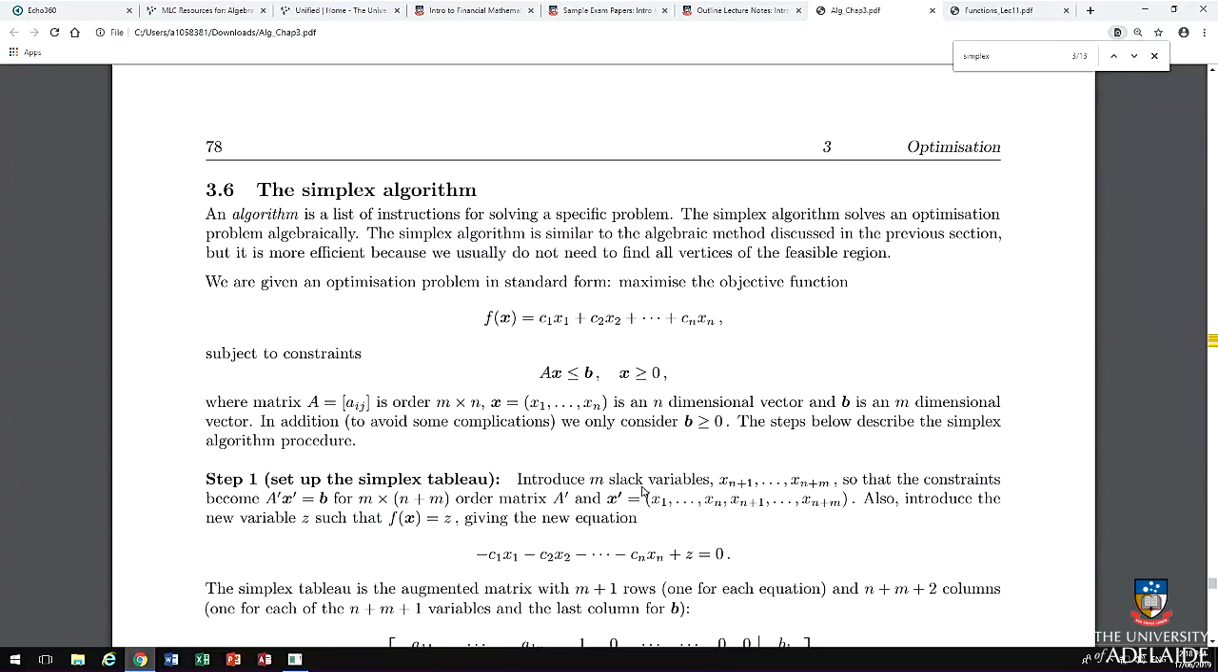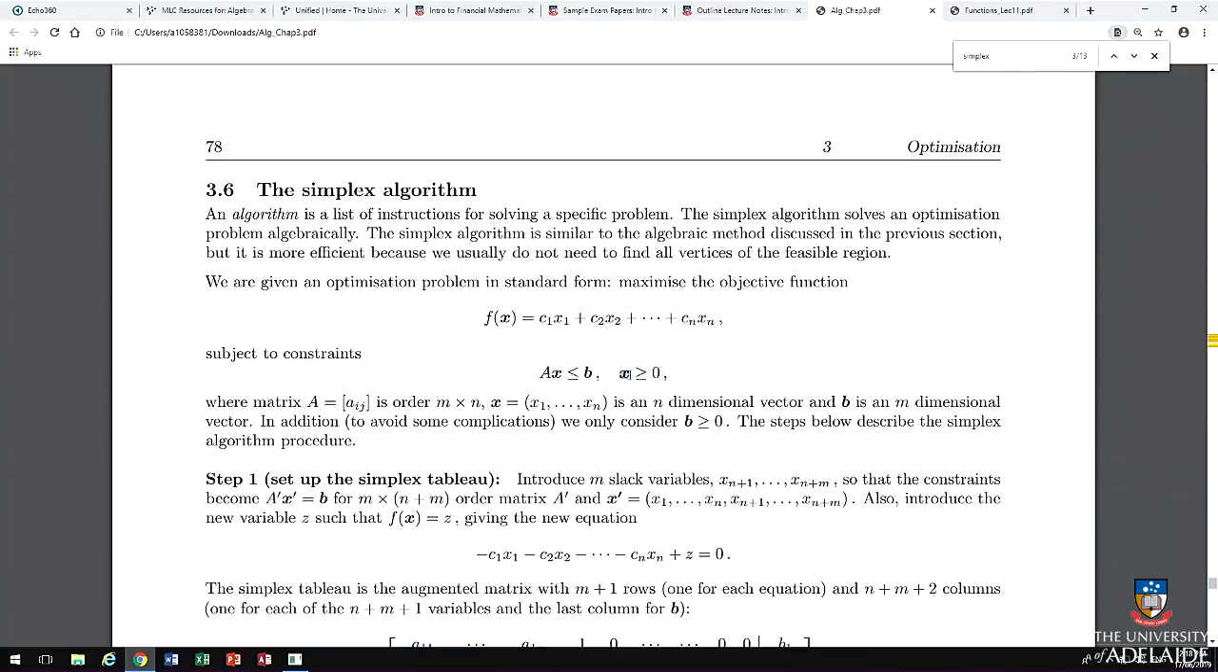We were given an optimization problem in standard form. So we maximize an objective function f of, oh, that's a bold x. That bold x means it's a vector, so that must be the coordinates x1 up to xn. Subject to the constraints Ax, where I'm presuming A is a matrix, yep. X in bold is a vector, but it would have to be a column vector on this side of the matrix. You can't put row vectors on the right-hand side of a matrix. Is less than or equal to b, and b is also a vector. And x has to be greater than or equal to 0.